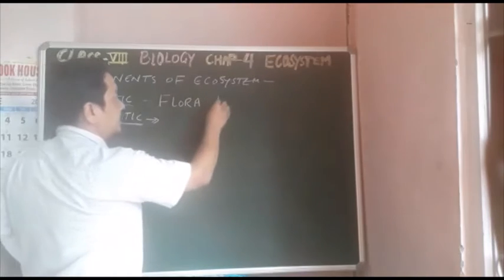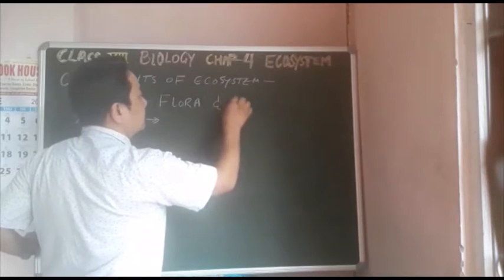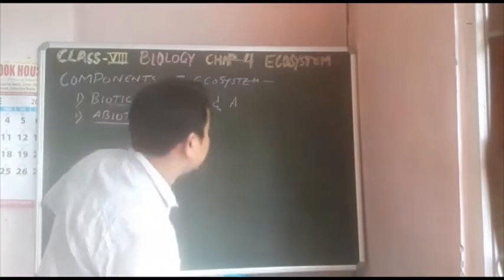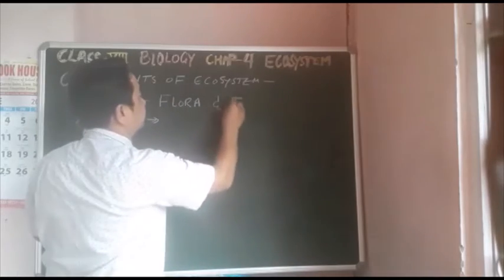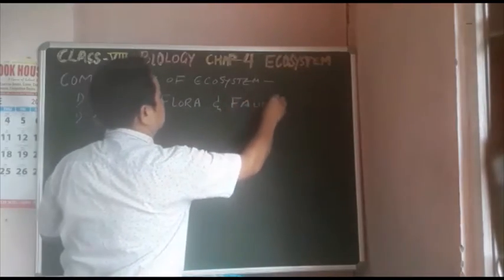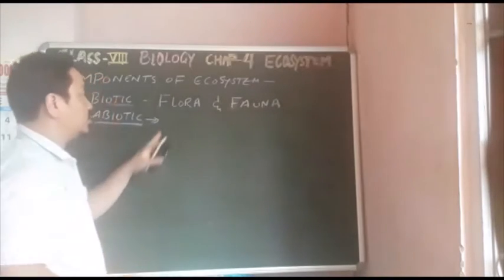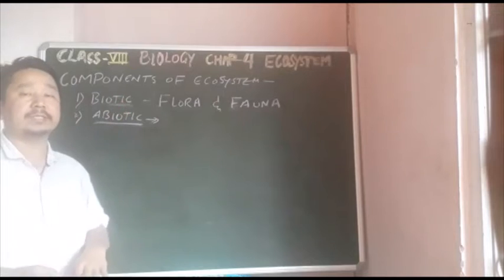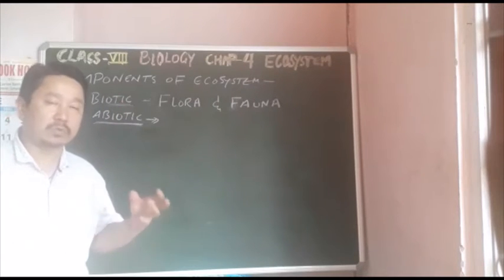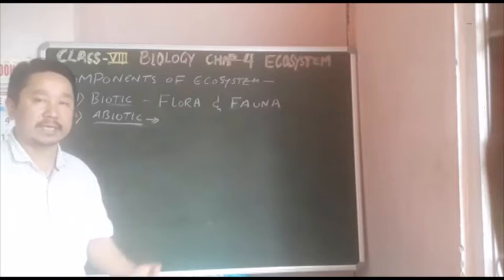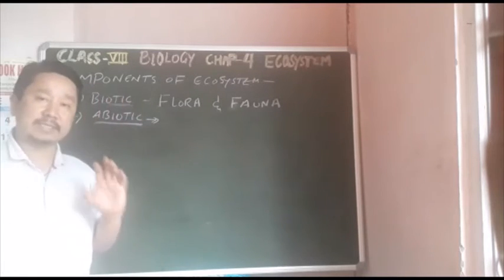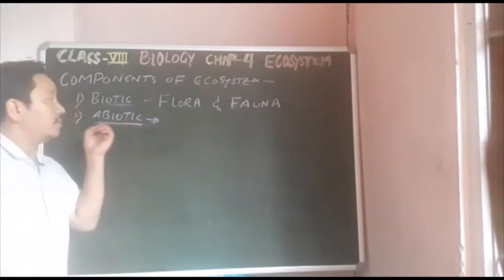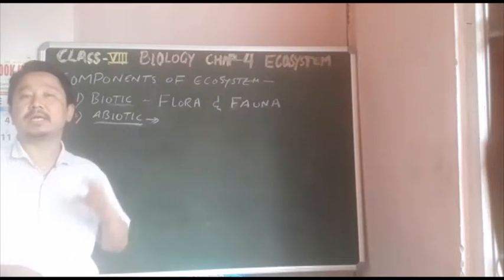And animals are technically termed as fauna. Fauna means animals. So flora and fauna, that means plants and animals, are the biotic components of any ecosystem. Whichever ecosystem you visit and study, you find the plants and animals there, which are put under biotic components. Then abiotic components are those components which are non-living.